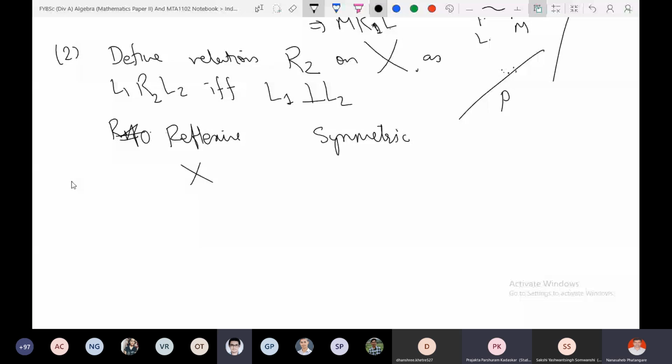If line L1 is perpendicular to L2, then... every line is not given; any line L is not perpendicular to itself, right? If this is my line L, then L is not related with L. Any line you choose is not related to itself. L perpendicular to L is not possible.